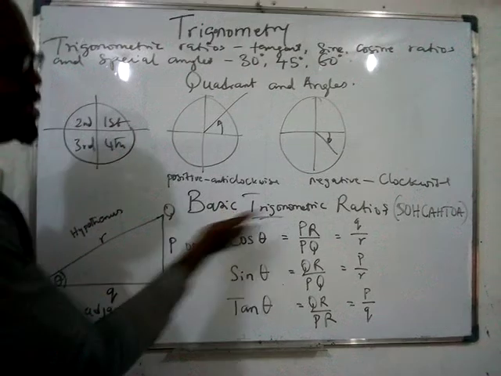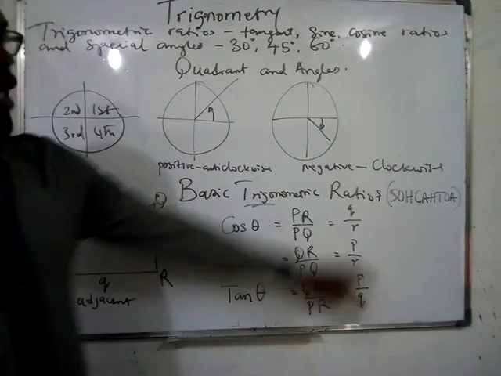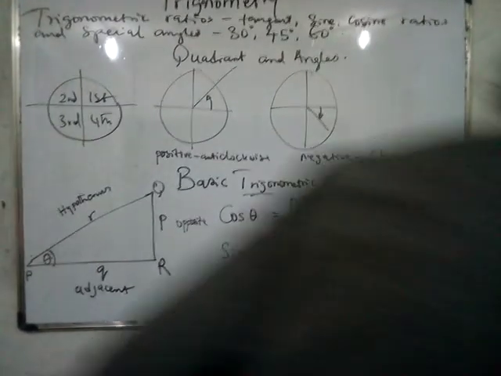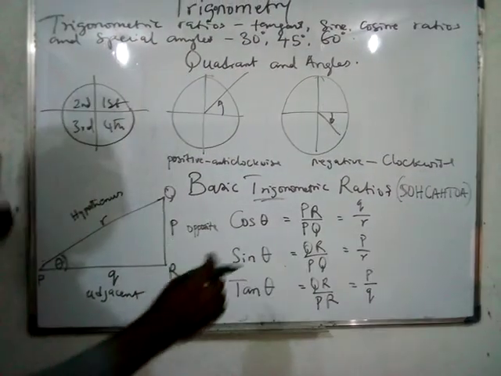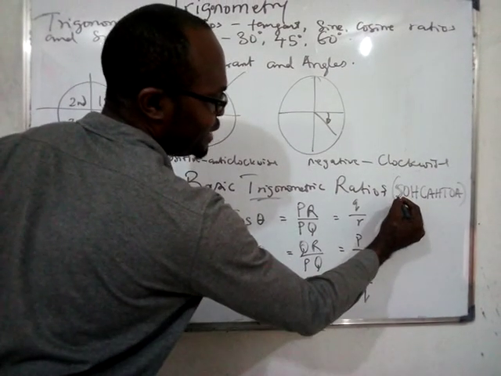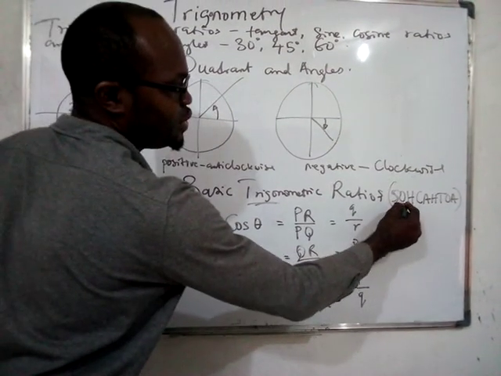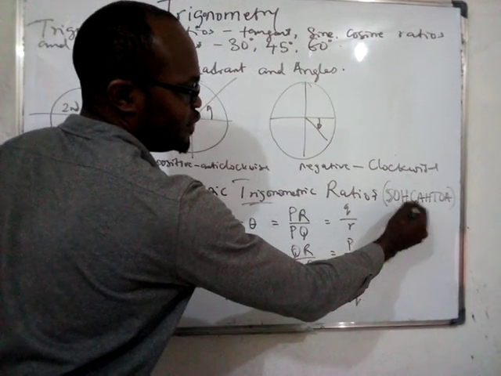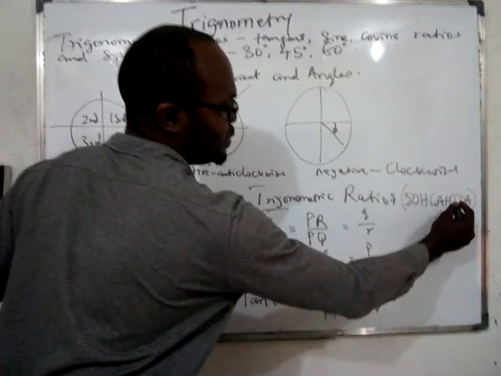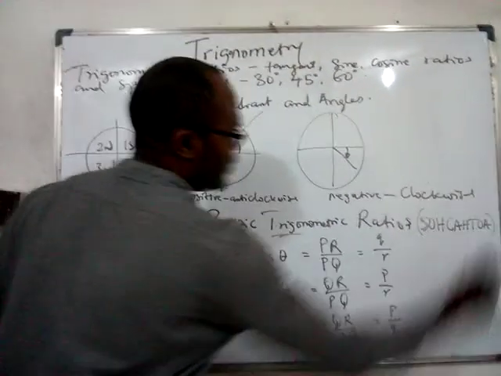Now you come to the basic trigonometric ratios, which we can easily find using what we call SOHCAHTOA. That's how we find the trigonometric ratios. So here is for sine. For sine, you use opposite over hypotenuse. For cos, you use adjacent over hypotenuse, and for tan, you use opposite over adjacent.